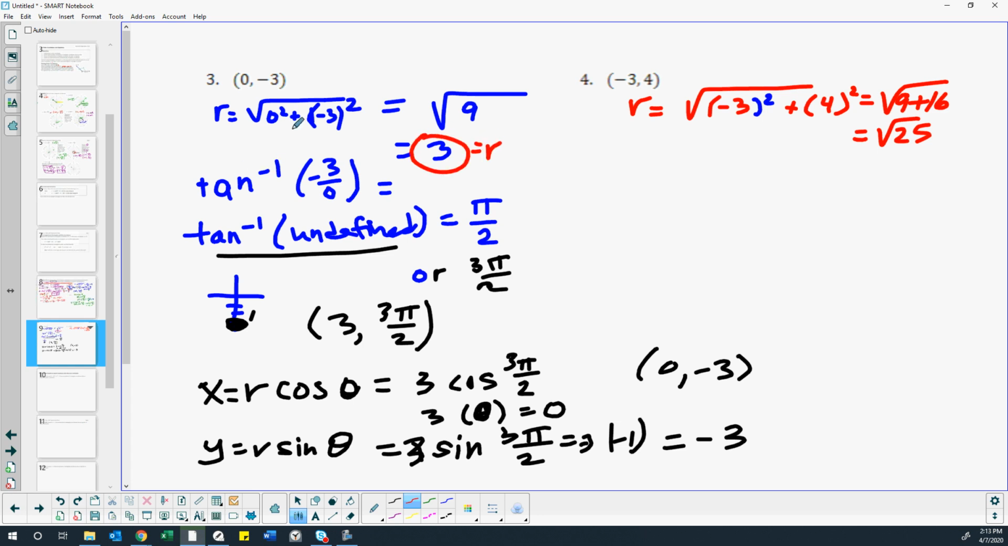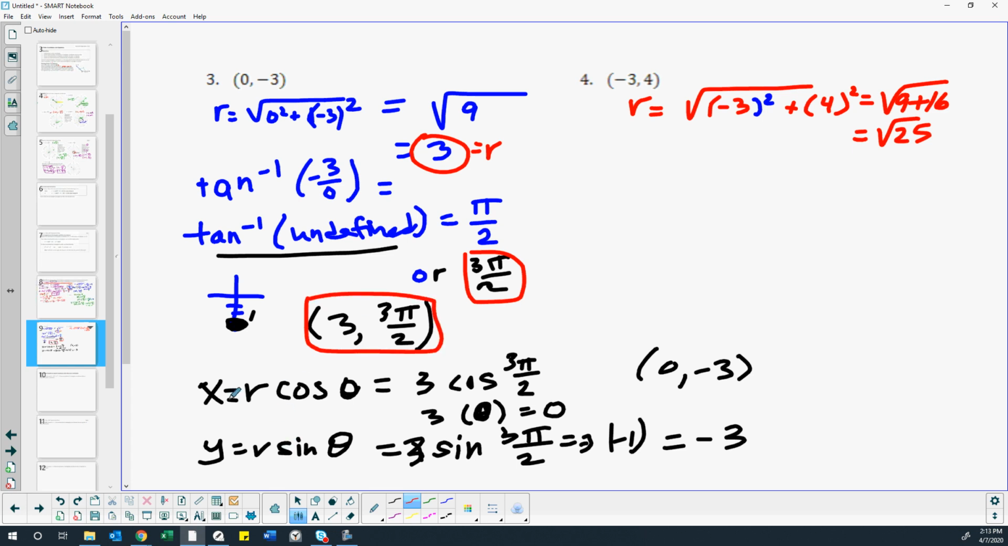And then we did the inverse tangent of -3 over 0, but that's undefined. So we thought about where tangent is undefined, and we thought it could be at pi halves, but if we graph the point at 0, -3, we discover it's actually at 3 pi halves. So our angle is radius 3, angle 3 pi halves.